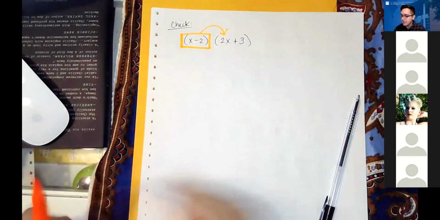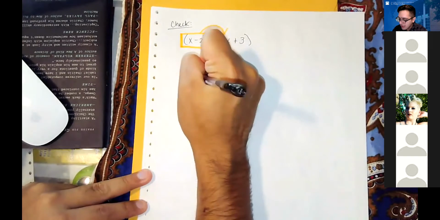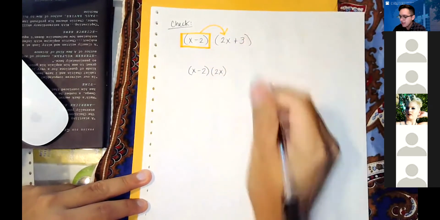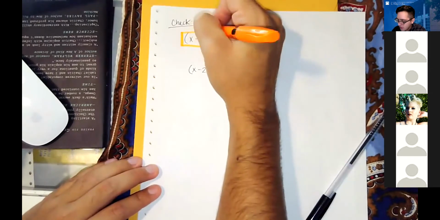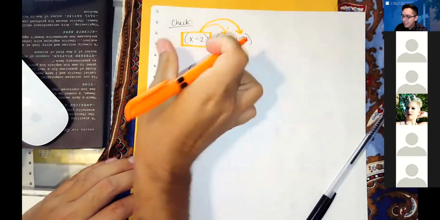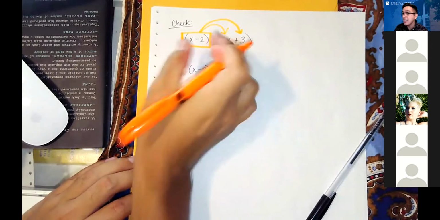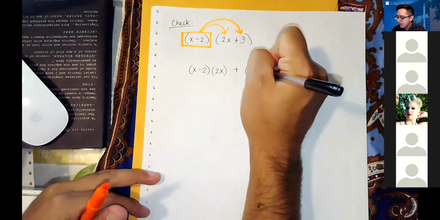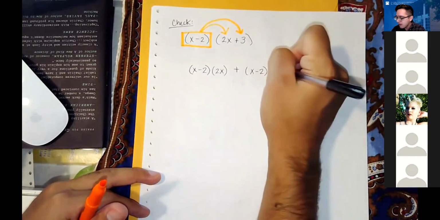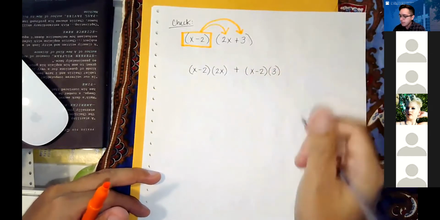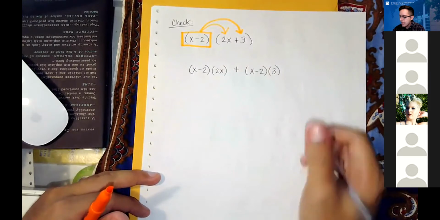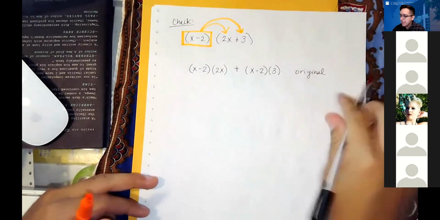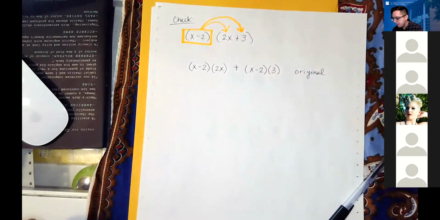into the parentheses, so to speak, such that we would write this as x minus 2 times 2x. And you could also do that same thing here. Pretend that this whole chunk of stuff is a number, and we're going to multiply it by the 3. So you would write plus x minus 2 times 3. And that's the original problem. So that means that this is the correct factorization.